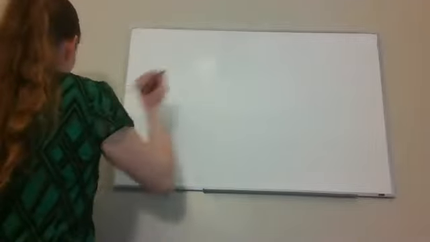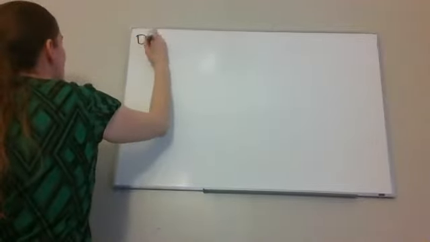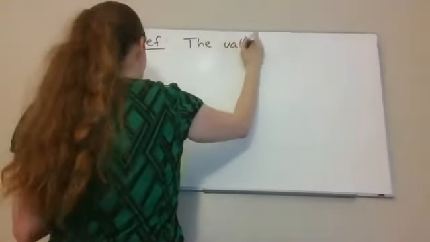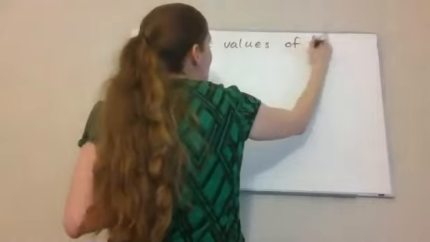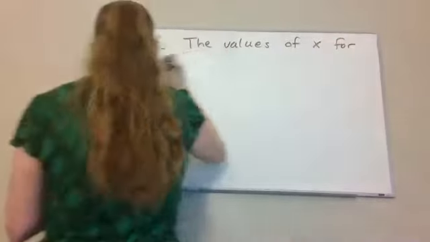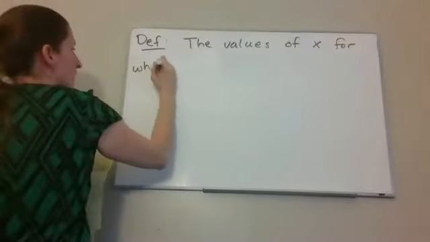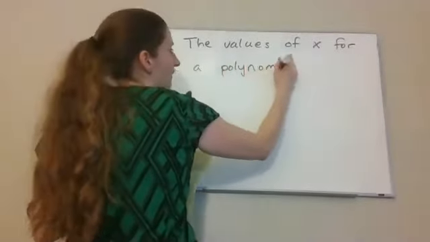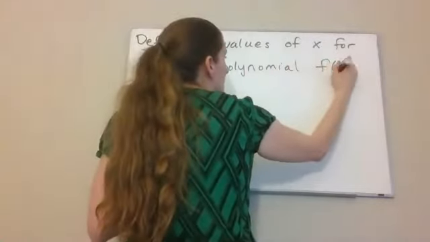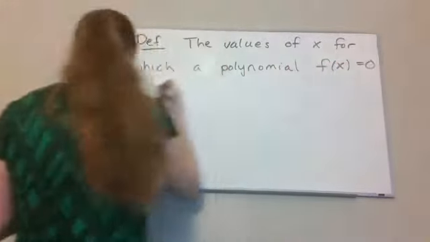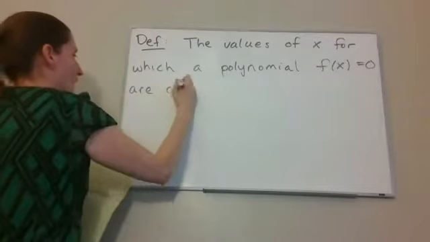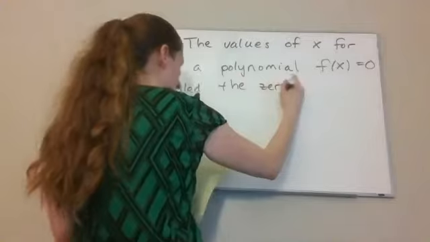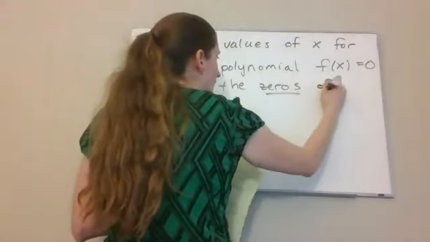So a definition. The values of x for which a polynomial f of x equals 0 are called the zeros of the function.